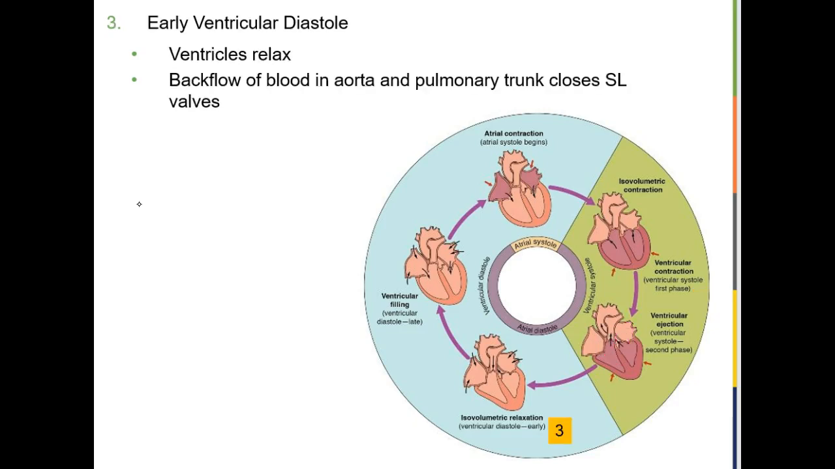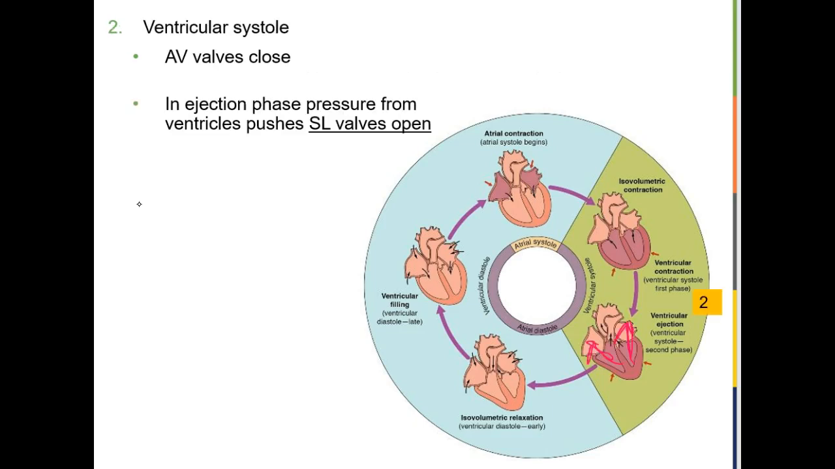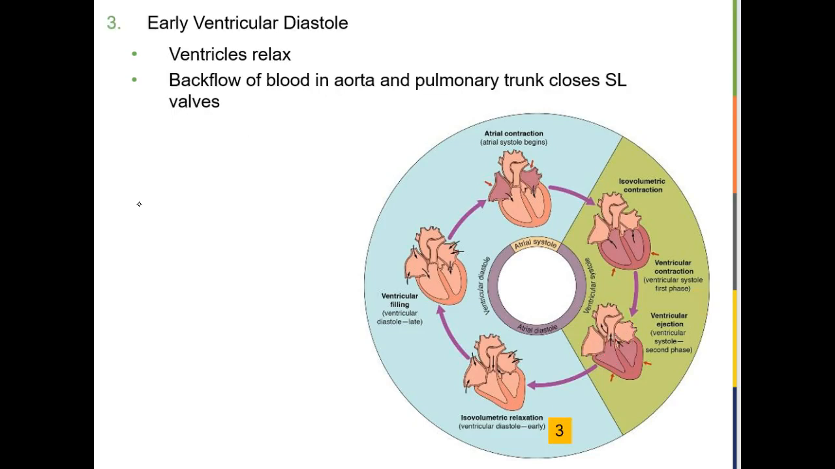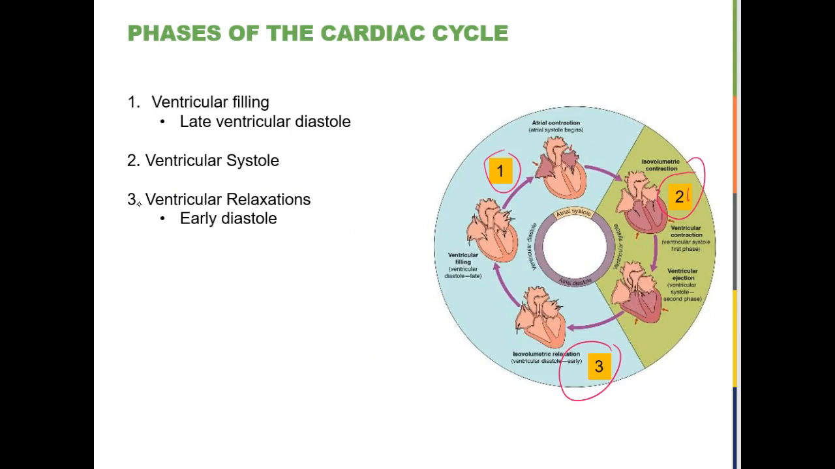Then in late diastole, early to mid diastole, your semilunar valves are going to close, and then towards the end up here, your AV valves are going to open, but that's sort of the beginning of the next round. So for each phase, as I have them marked here, 1, 2, and 3, know which valves are open and which valves are closed, and that 80% of the blood that enters the ventricles does so passively.